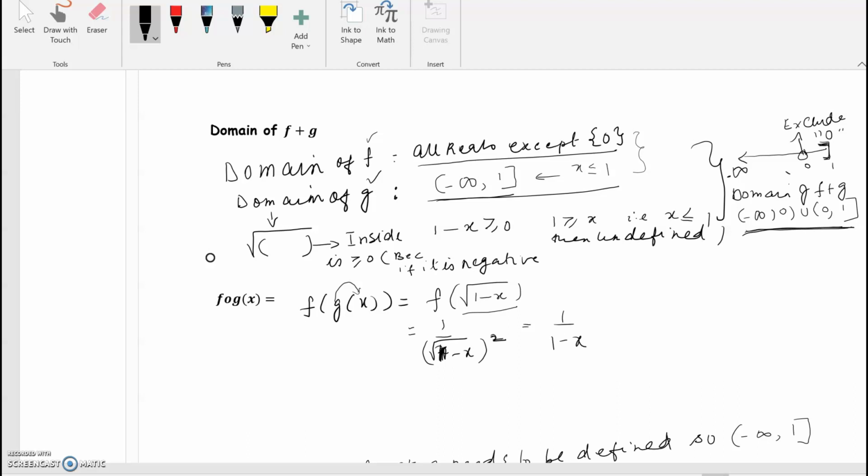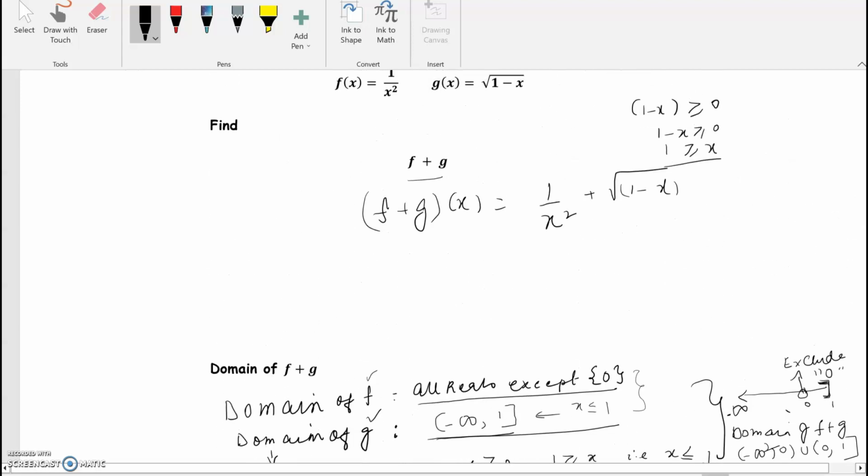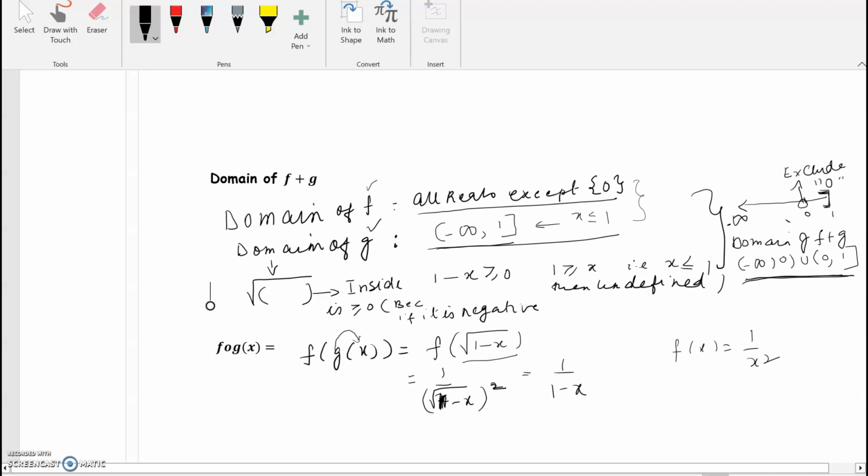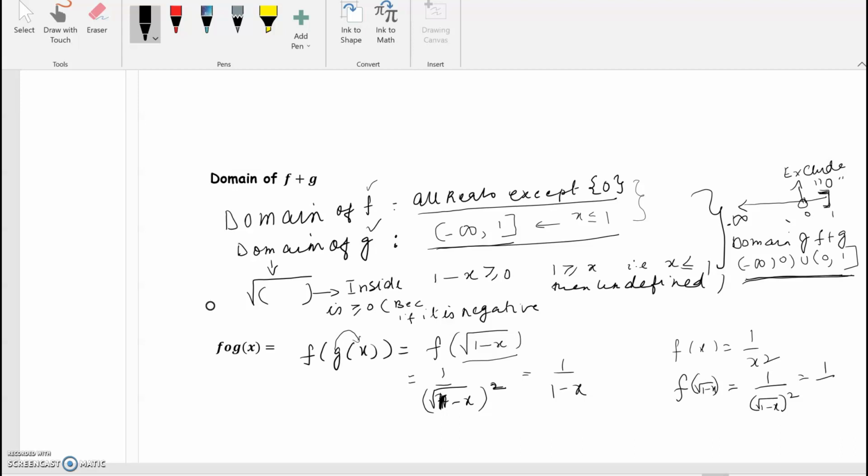So now what does f do to any x that's plugged into it? So f of x is equal to 1 over x squared. Let me double check. It's equal to 1 over x squared, which means wherever you see an x, you replace it with that number and square it. So basically, if I'm going to replace this by radical 1 minus x, then that's what I plug into this function, and that's how I get the 1 over 1 minus x.